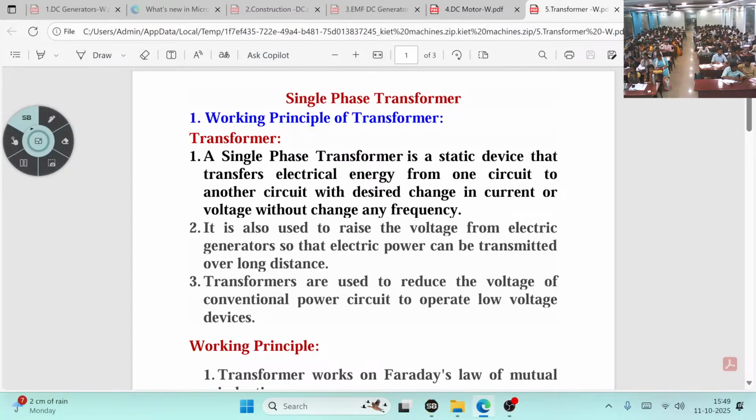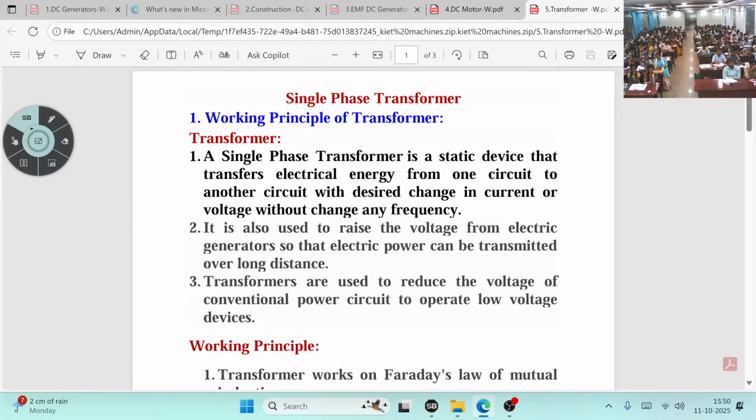So what is meant by transformer? Did you see a transformer? No? In the colonies we will have the transformer. That is called a distribution transformer.